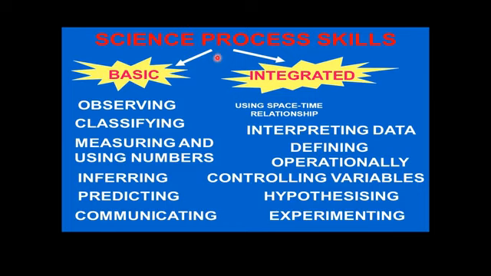Okay, before we move into our topic, I would like to refresh your mind about the previous knowledge regarding science process skills. As we all know, we have 6 science process skills: observing, classifying, measuring, inferring, predicting and communicating, and we will be focusing on all these science process skills today.